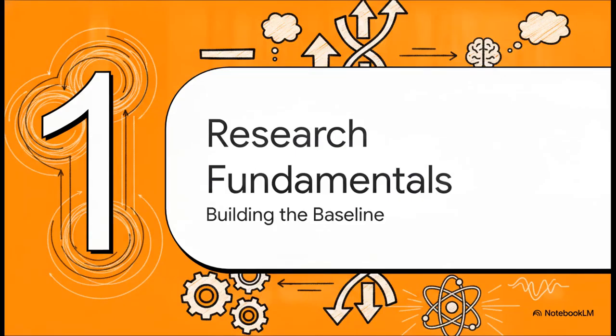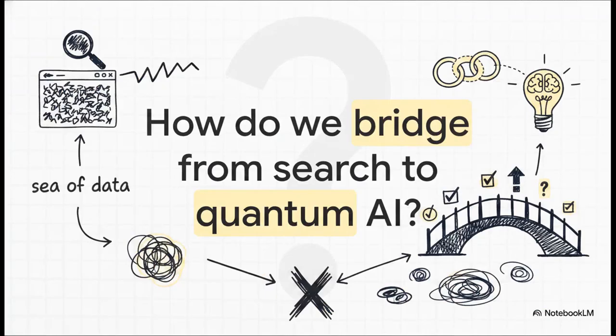All right, let's jump right into Section 1, the fundamentals of research. Think about this for a second. How do we actually get from typing a simple question into a search engine to building quantum artificial creativity? Well, before we can even dream of building quantum AI, we absolutely have to master the basics of finding the truth in a giant sea of data. We have to avoid what researchers call infoxication, that overwhelming, paralyzing overload of unreliable information you get on the internet.